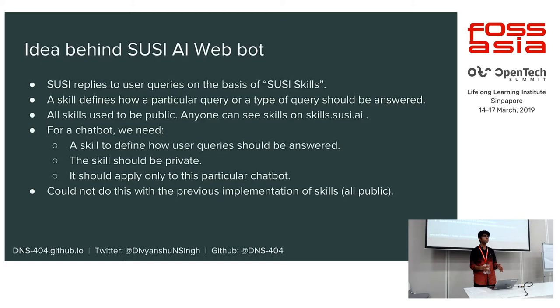And all the skills are public. I needed some way for those skills to be private, because think about it this way: all the skills are public, so you can see all the skills. If the response for hi is "hello, I'm SUSI", everyone will be able to know that. But let's say I am the owner of a company, and I want the reply to hi to be "hello, how are you doing, welcome to my website." I want this response, and I don't want anyone else to know about it because it is my own chatbot. So we need skills to be private. That was our first main challenge.